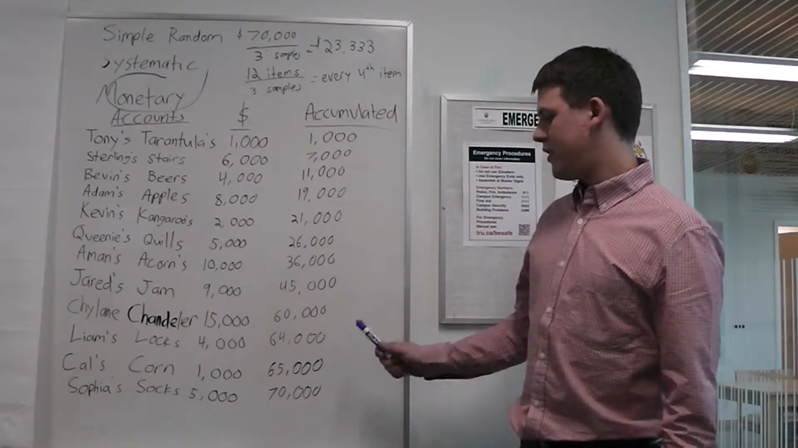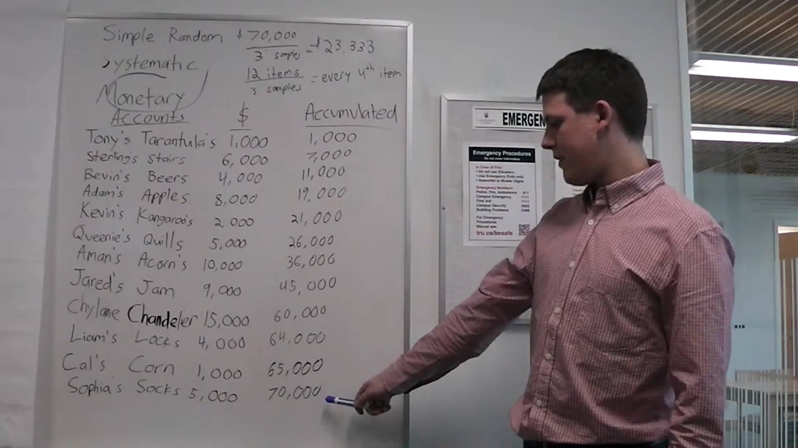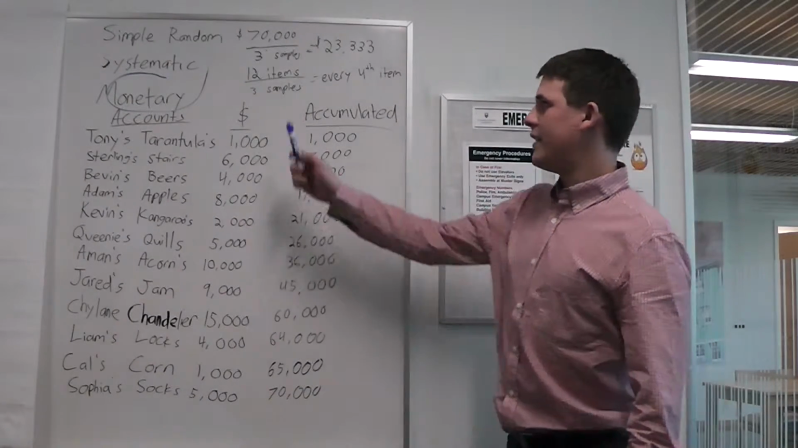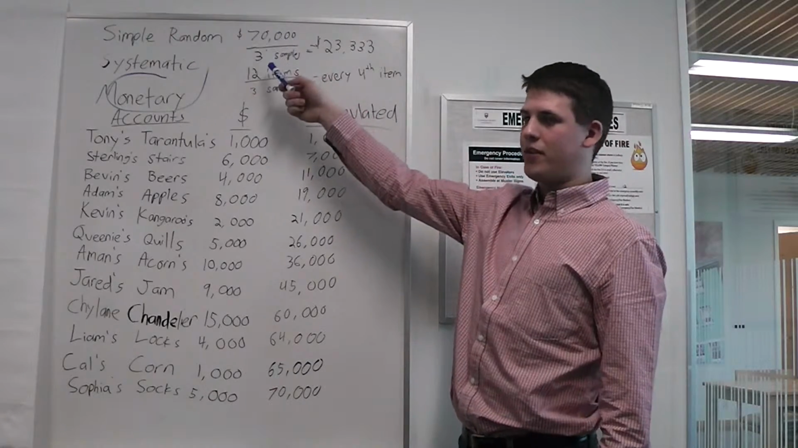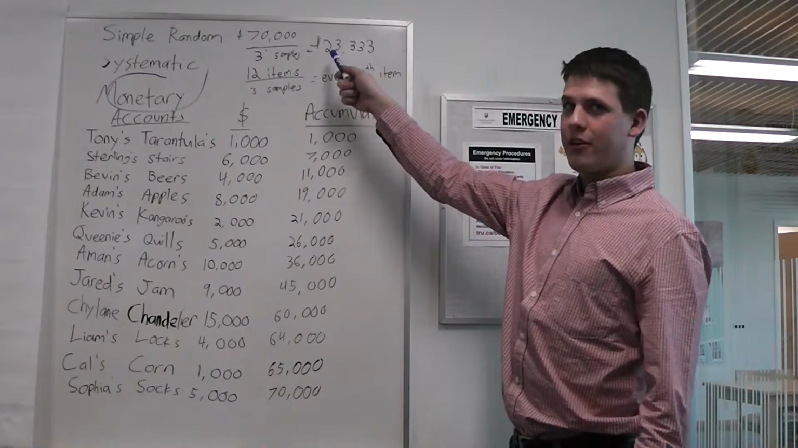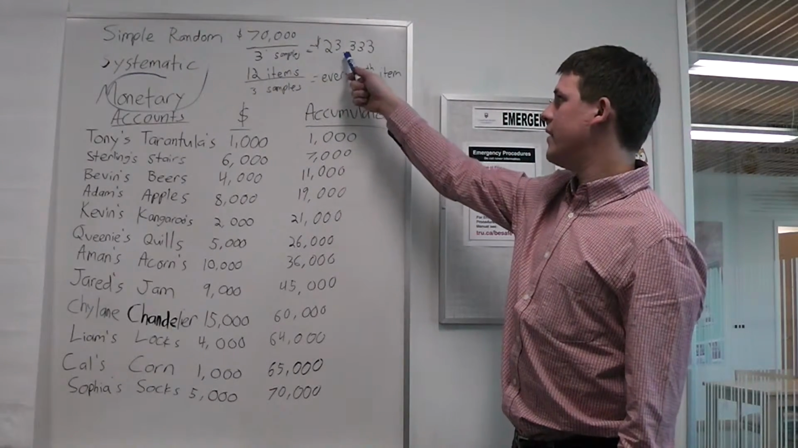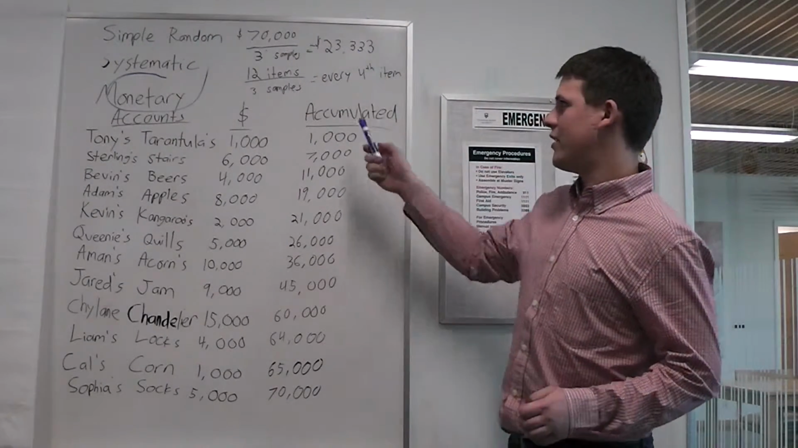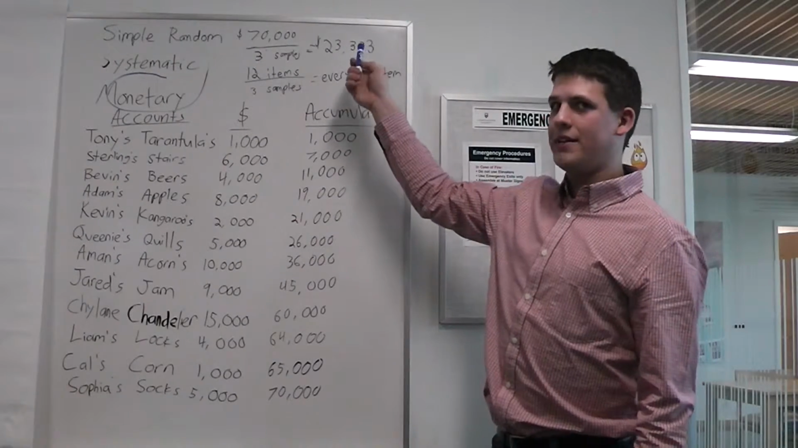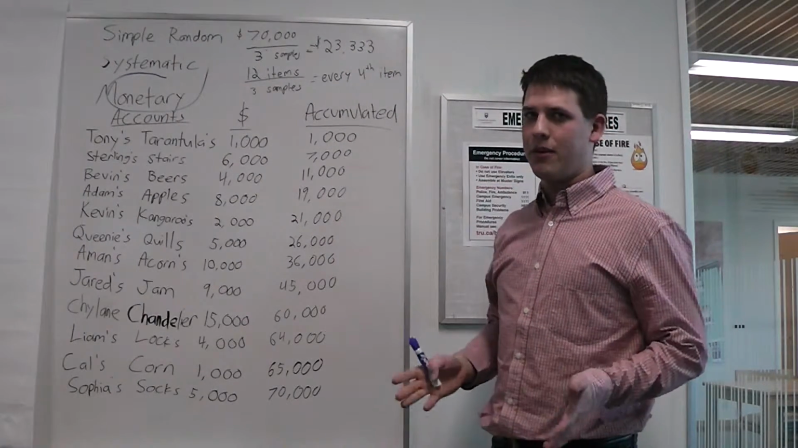And in this one, we use the accumulated values. So the accumulated value here is $70,000. And let's say we want 3 samples again. So we take the accumulated value and divide it by the number of samples that we want, and it'll give us an increment. So in this case, it's 23,333. Now, we use a random number generator to generate a number between 1 and 23,333, and that's the number that we're going to start at.